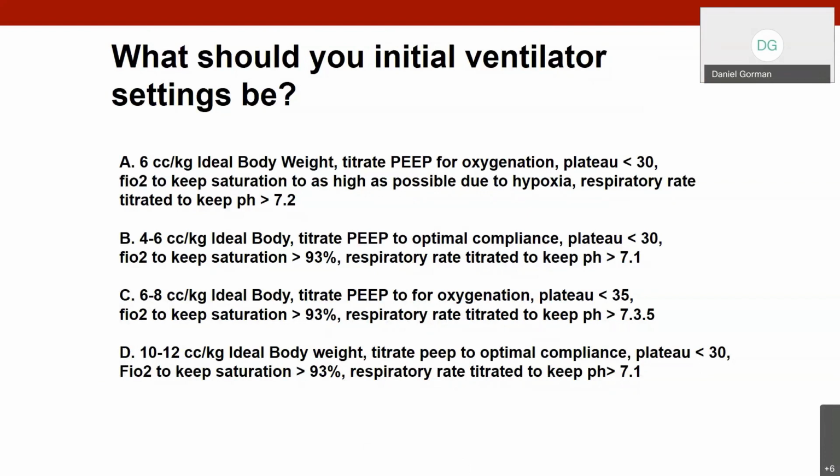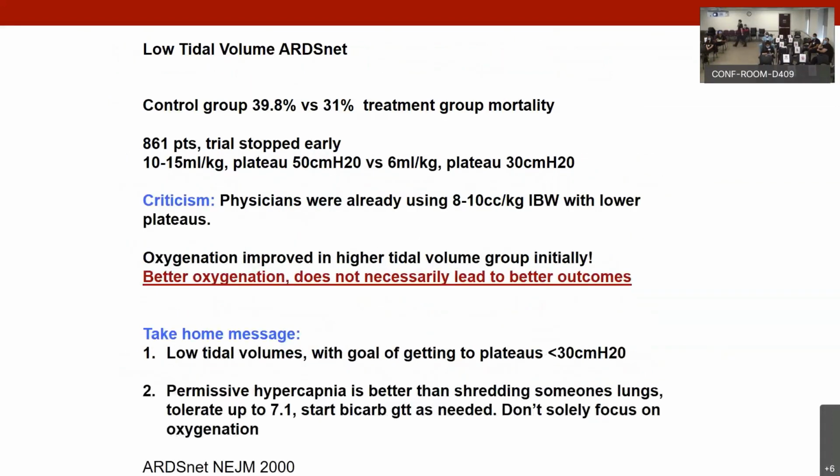So, how many of you say A? You got one for A. How many of you say B? Awesome. Okay. What about C? Anyone for D? No? All right, so the answer is B.